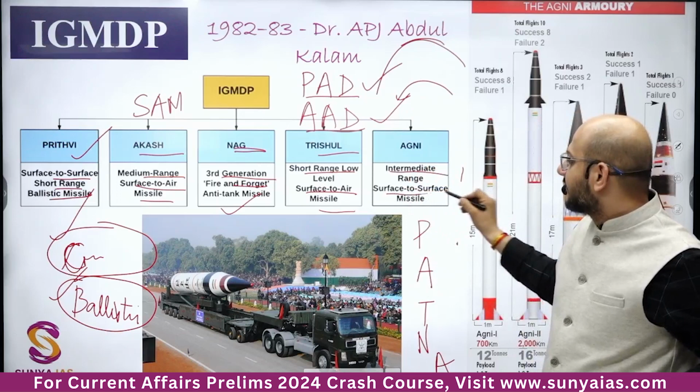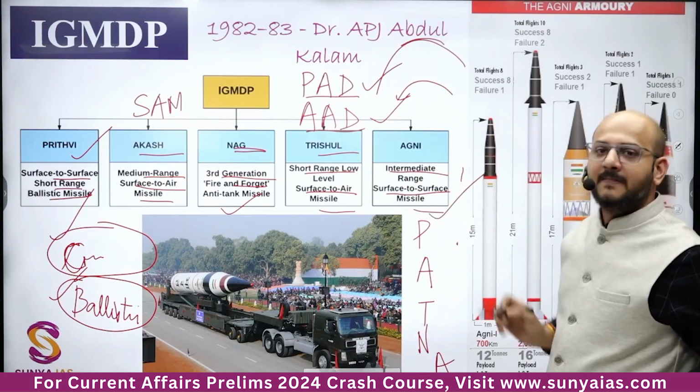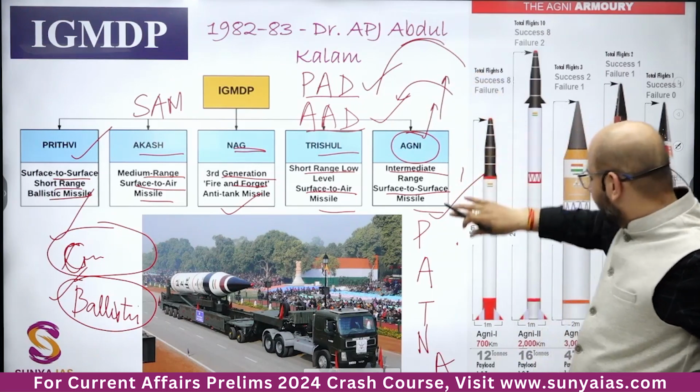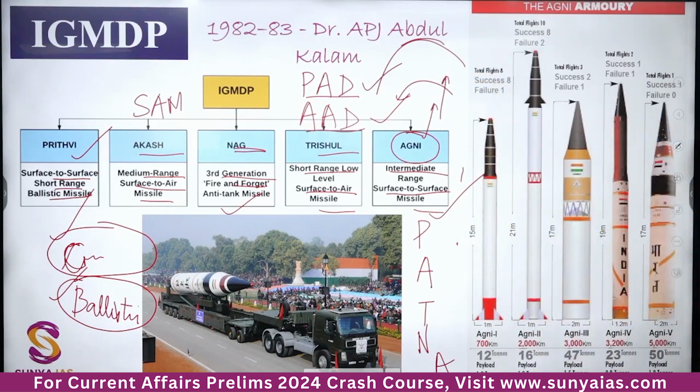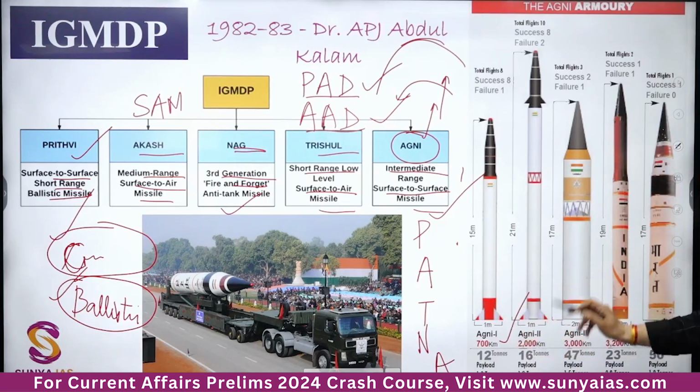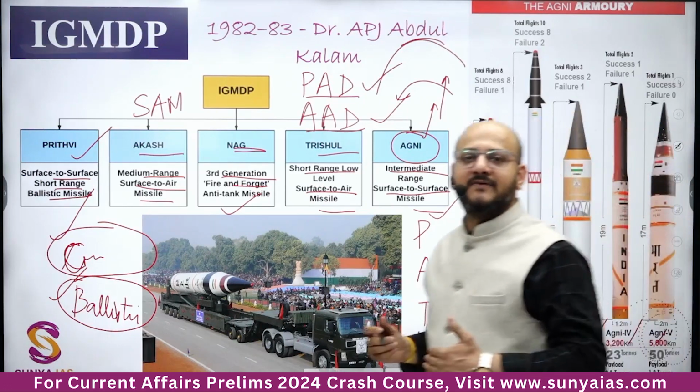इंटरमीडिएट रेंज सरफेस टू सरफेस मिसाइल, अग्नि. अब हम अग्नि में और इवोल्यूशन करते जा रहे हैं एंड यू विल फाइंड लॉट ऑफ डेवलपमेंट इनटू द पिक्चर ऑफ अग्नि मिसाइल्स. सो दिस इज द मैनर यू शुड बी रिवाइजिंग द करंट अफेयर्स. अग्नि 1, अग्नि 2, अग्नि 3, अग्नि 4, अग्नि 5. नाउ वी आर एट द लेवल ऑफ अग्नि 5 मिसाइल.